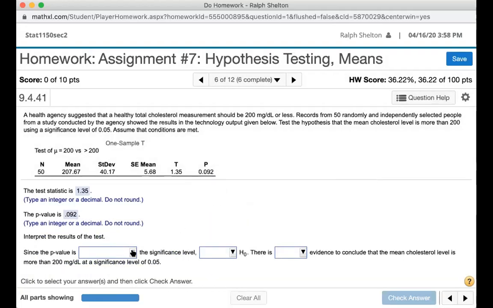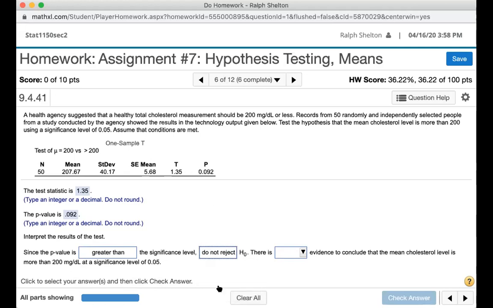Interpret the results. Since the p-value is less than or equal to the significance level, or wait a minute, I'm sorry. This p-value, oh, this is a different problem. I'm still thinking about the potatoes. Okay. This p-value is greater than the significance level, 0.05, okay? Since the p-value is greater than 0.05, we do not reject, okay?